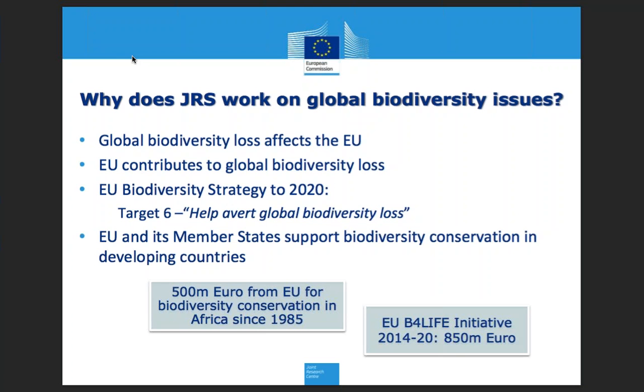This is also the case now and is likely to continue in the next years through, for example, the big BioPAMA project, Biodiversity and Protected Area Management, which is focusing on Africa, the Pacific and the Caribbean. There are also other initiatives related to development cooperation, like the B4Life, Biodiversity for Life initiative, that is expected to mobilize about 800 million euros in six years, up to 2020. So this is a strong concern for Europe in general: how to support biodiversity conservation worldwide in some ways.